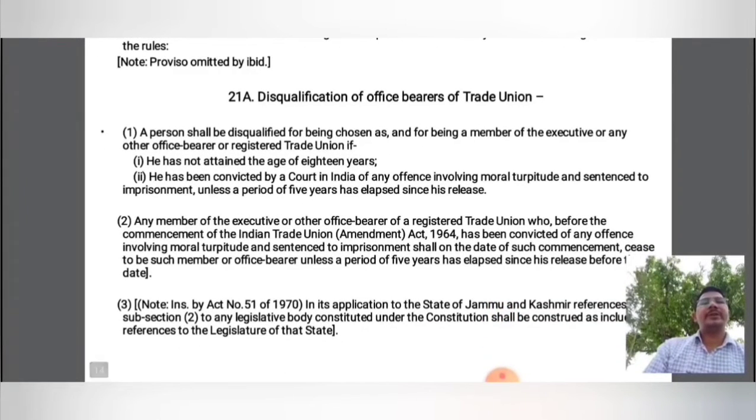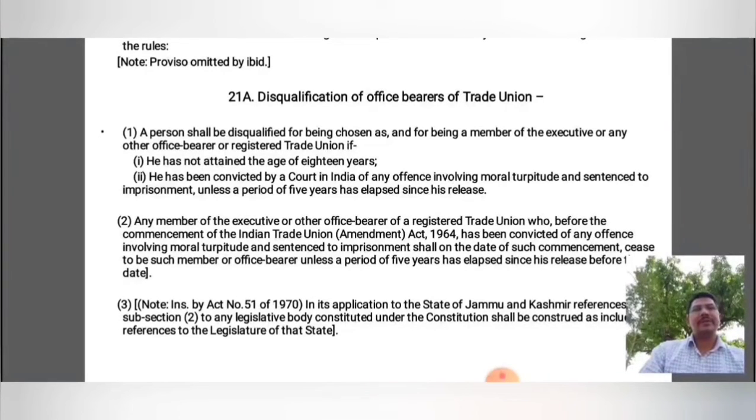Disqualification of office bearers. Under Section 21A, disqualification is stated, wherein a person shall be disqualified for being chosen as, or for being, a member of the executive or any other office bearer of a registered trade union if he has not attained the age of 18 years. He has been convicted by a court in India of any offence involving moral turpitude and sentenced to imprisonment, unless a period of 5 years has elapsed since his release.